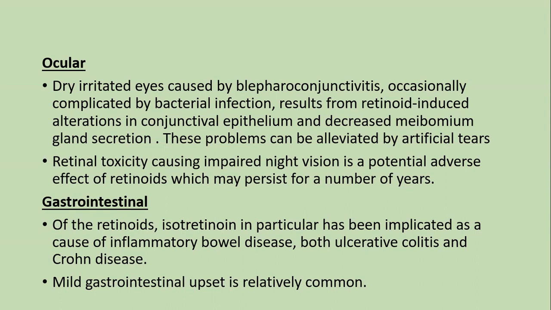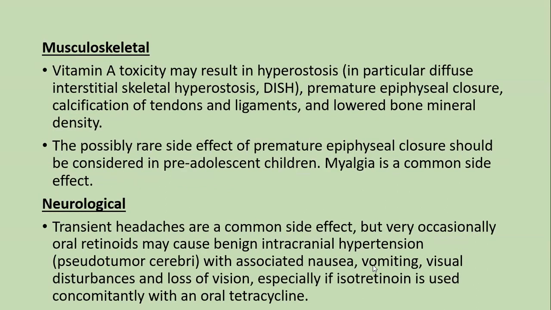The gastrointestinal effects: isotretinoin in particular is implicated as a cause of inflammatory bowel disease, both ulcerative colitis and Crohn's disease. Mild gastrointestinal upset is relatively common. Then musculoskeletal. Vitamin A toxicity results in hyperostosis, particularly diffuse idiopathic skeletal hyperostosis or DISH, premature epiphyseal closure, calcification of tendons and ligaments, and lower bone mineral density.